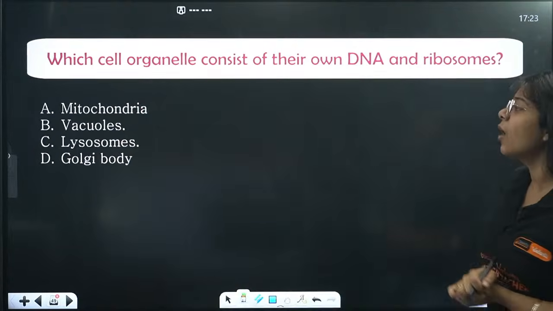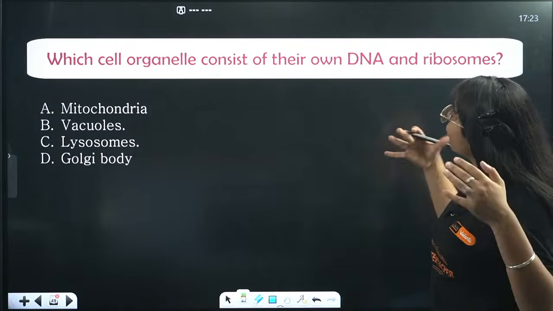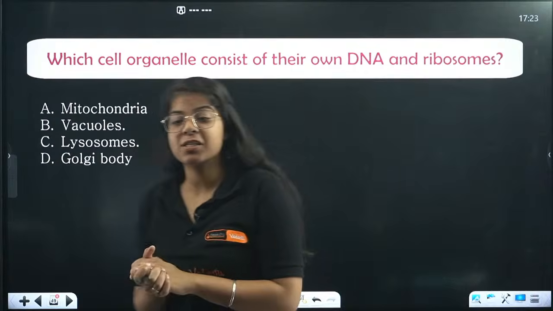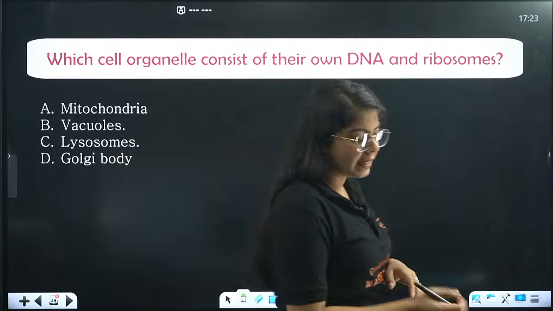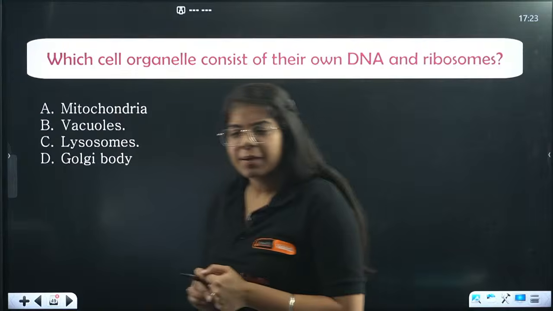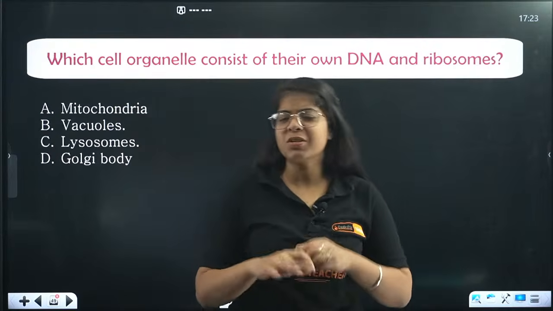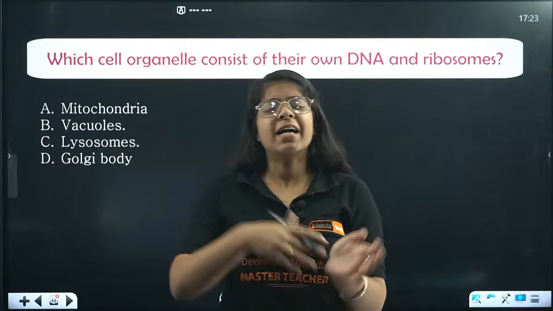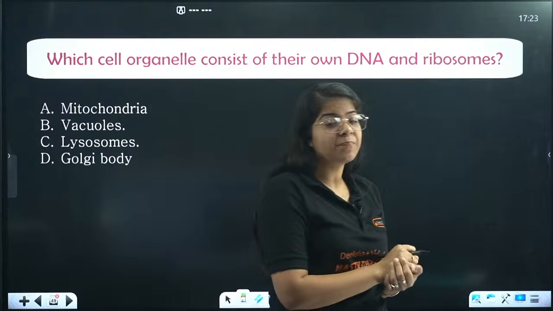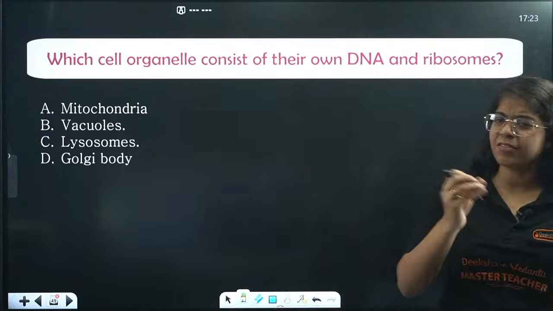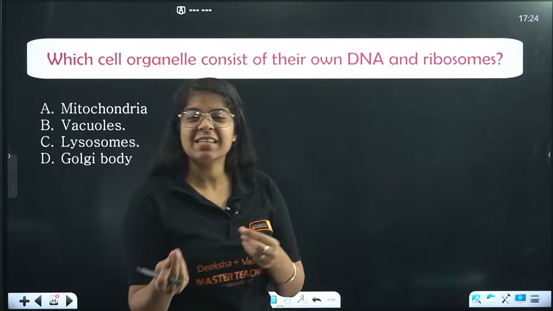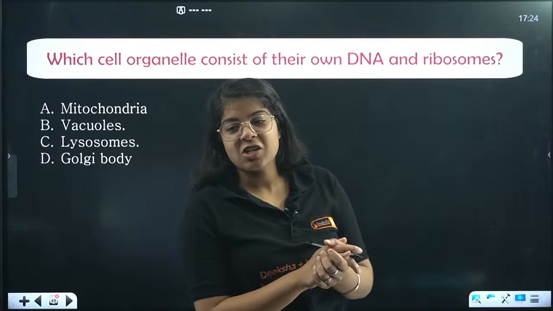Now, which cell organelle consists of its own DNA and ribosome? Which cell organelle consists of its own DNA and ribosome? So basically we just looked at the structure of the cell, the different kinds of cell organelles and structures present in the cell, and that is basically just the revision of it. We are directly jumping on to the MCQs. It's a revising session. We already took the live of this chapter before.